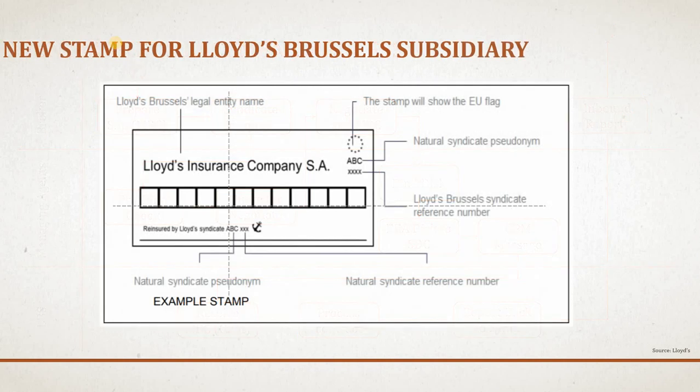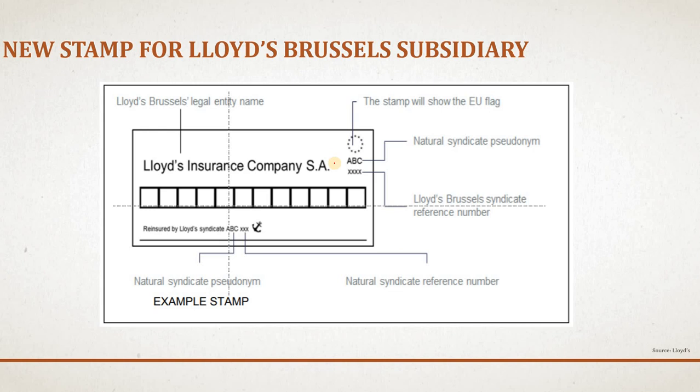Going forward, here is what the stamp looks like. If you can see over here, the stamp has a Lloyd's Brussels legal entity name, which is Lloyd's Insurance Company SA, which we also sometimes refer to as LBS. Here is the stamp which shows the EU flag. Then the natural syndicate code and the syndicate number. Then this box will cover the syndicate reference number. And on the downside, it is covering the natural syndicate code as well as the reference number. And this is how the stamp will look.